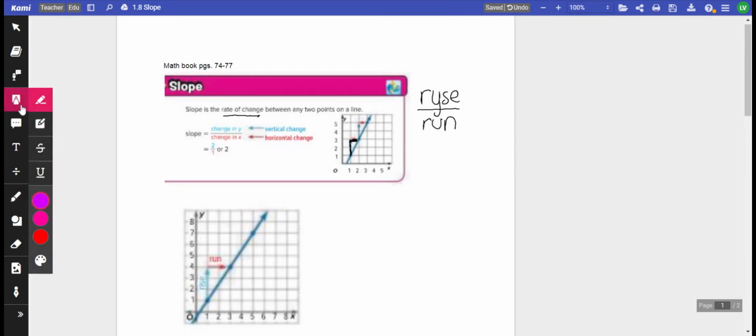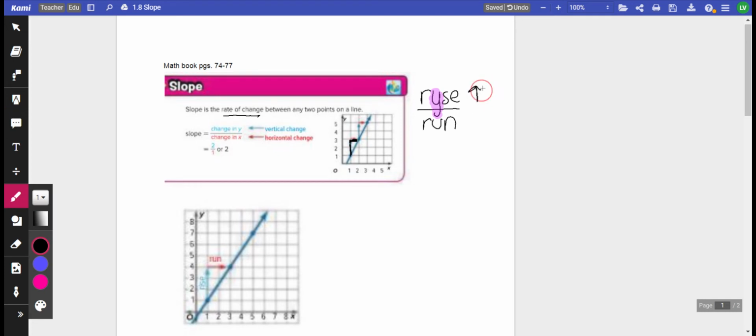And you're probably thinking, Mrs. Needley, you have misspelled rise. I use a y instead of an i to indicate that the rise values are the values that go up and down, while the run values go right or left.